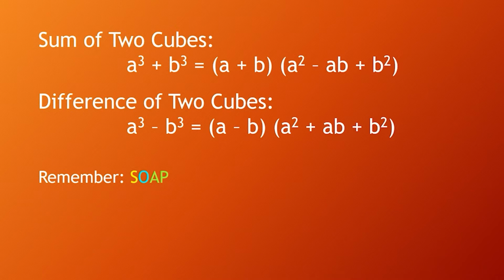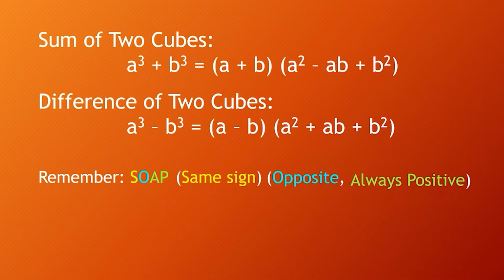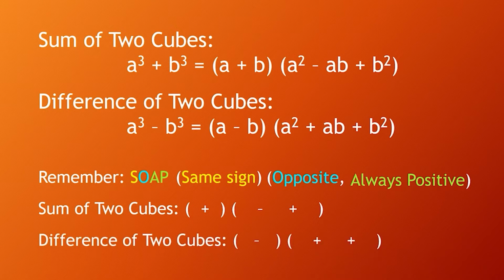Remember, we will follow the SOAP technique to make it easier for us to understand. S stands for same sign for the first factor, O stands for opposite sign for the second factor, first and second terms, and AP for always positive for the last term. So for the sum of two cubes, as we can see, the first factor carries the same sign. For the second factor, we have an opposite sign and always positive sign. Same goes with the difference of two cubes.